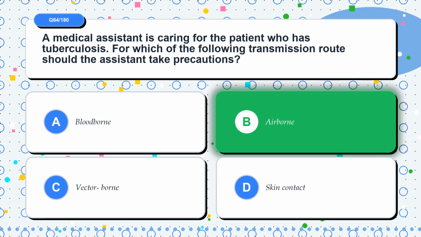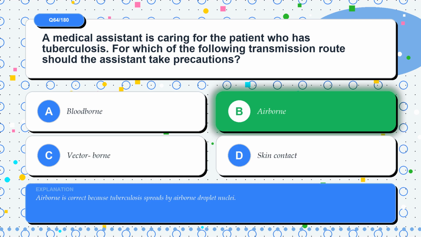The correct answer is option B. Airborne. Airborne is correct because tuberculosis spreads by airborne droplet nuclei.